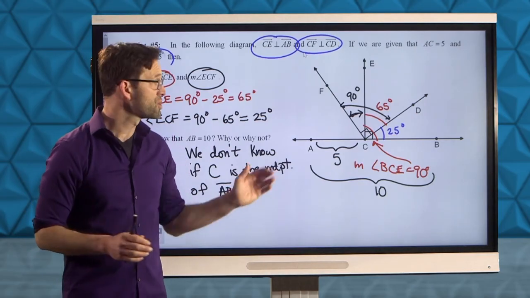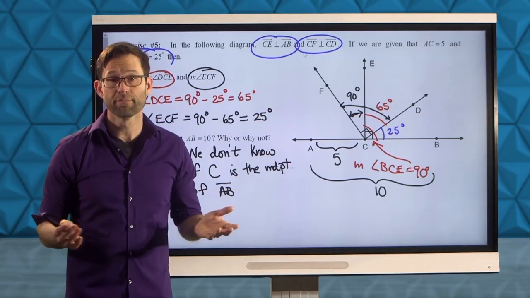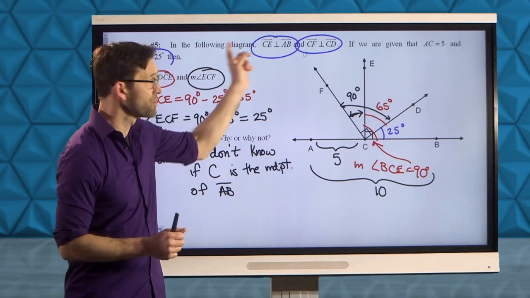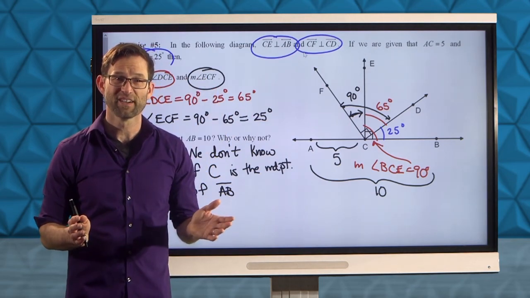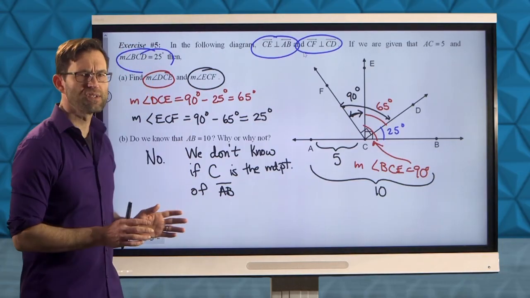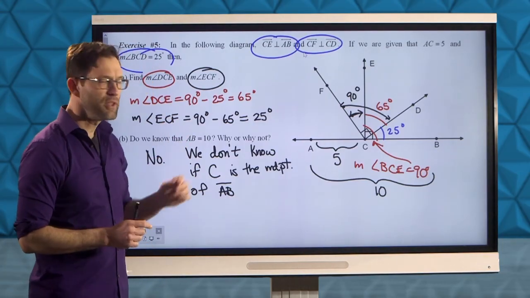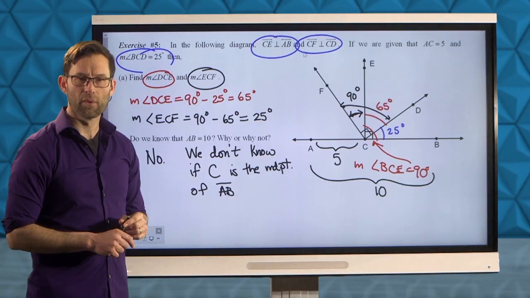If we did, then we could certainly conclude that AB was 10. But we weren't told that in this problem. There was nothing in the setup that told us it, so we shouldn't assume it. All right? Very, very important. Let me kind of just step back for a moment, let you write down anything you might need to. I went through that pretty quickly.